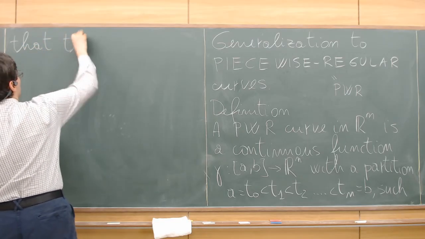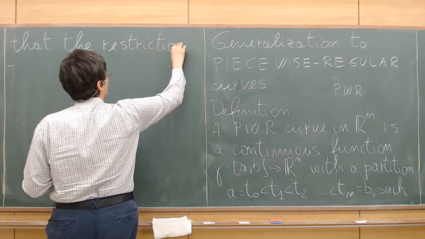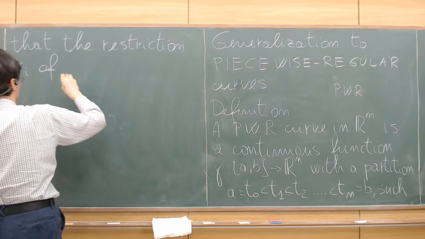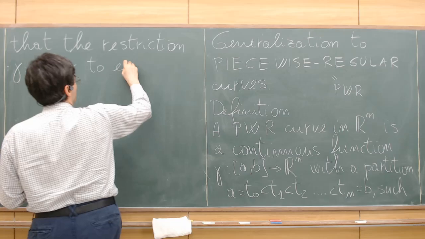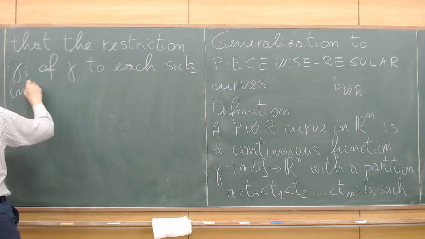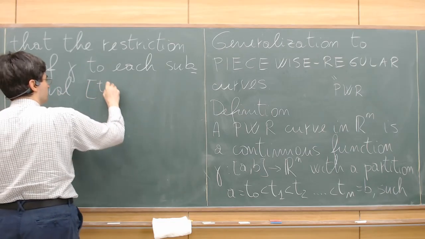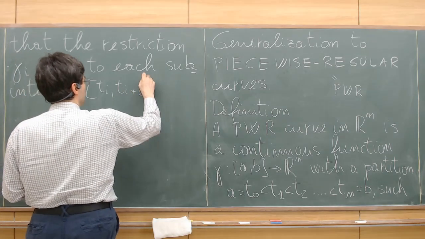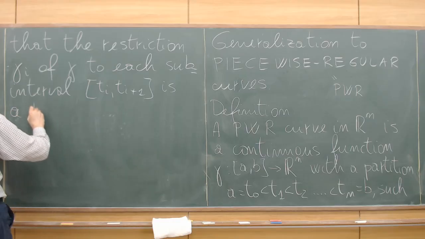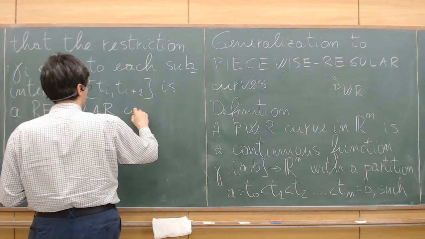the restriction gamma i of gamma to each subinterval Ti, Ti plus 1 is a regular curve.